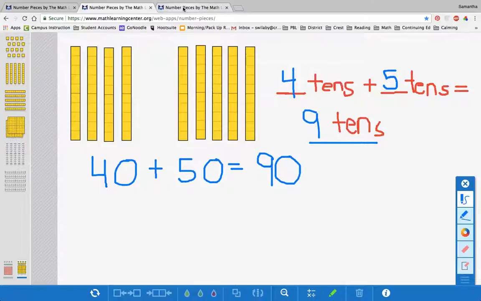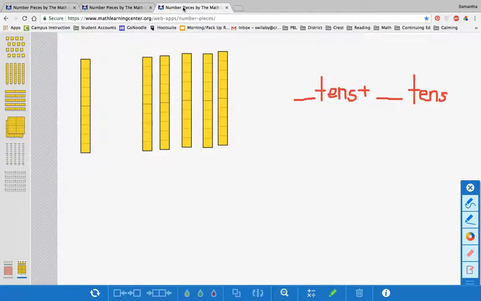Let's try one more example just for good measure. So again, pause here. See if you can figure out how many tens I'm adding together and then how many I really have all together. Now that you solved it on your own, let's take a look and see what we can do together.